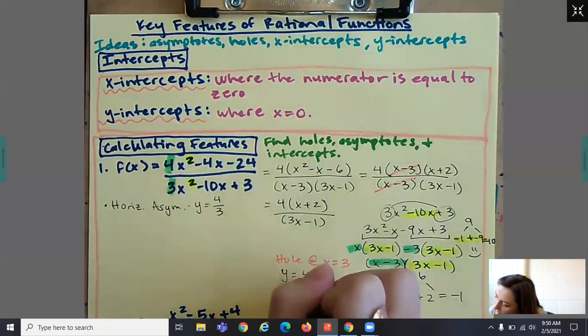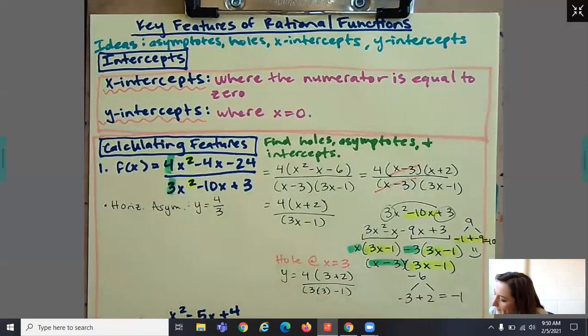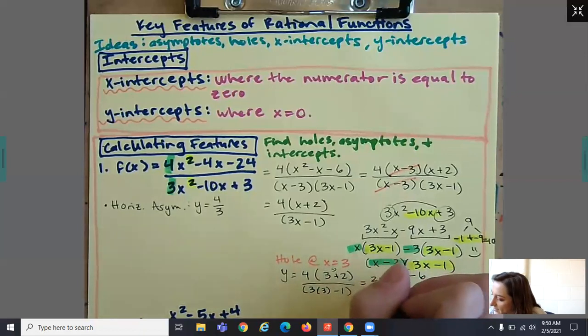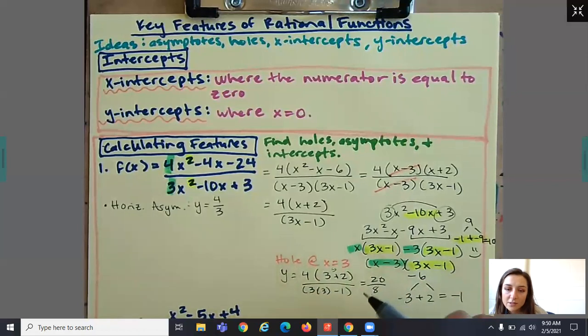Y equals 4 times 3 plus 2 divided by 3 times 3 minus 1. All right, 3 plus 2 is going to be 5. 4 times 5 is 20. And then we have 3 times 3, which is 9, minus 1, which is 8. And we are going to simplify this.